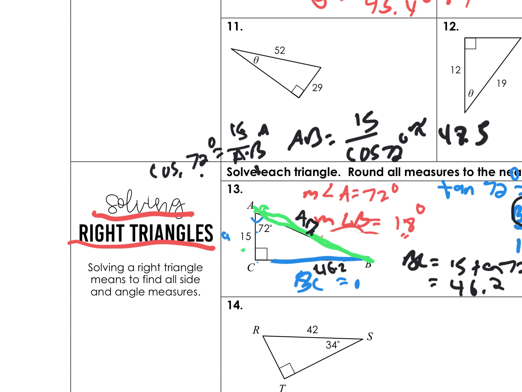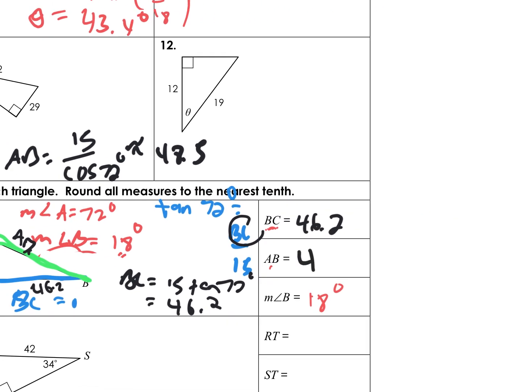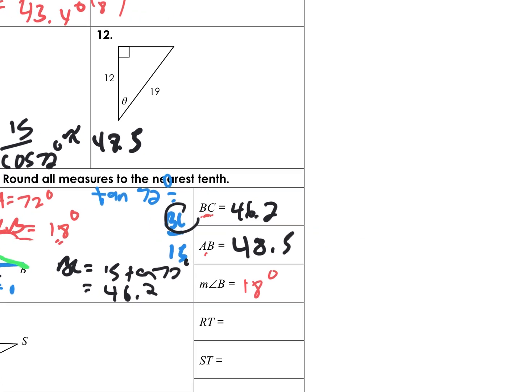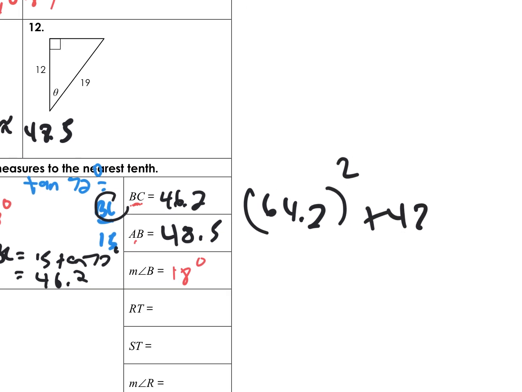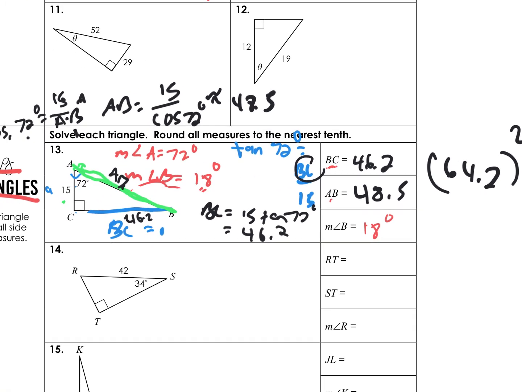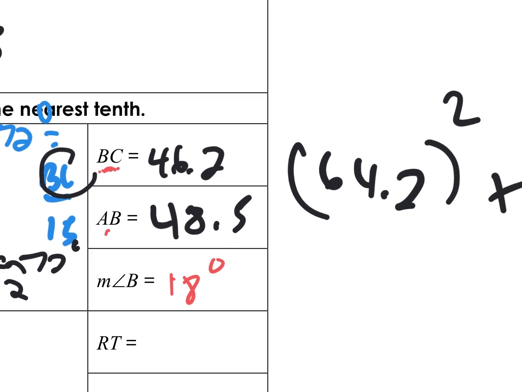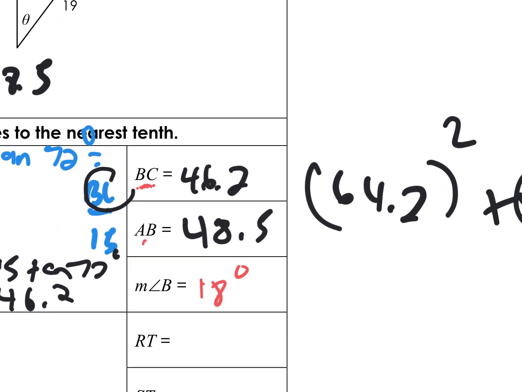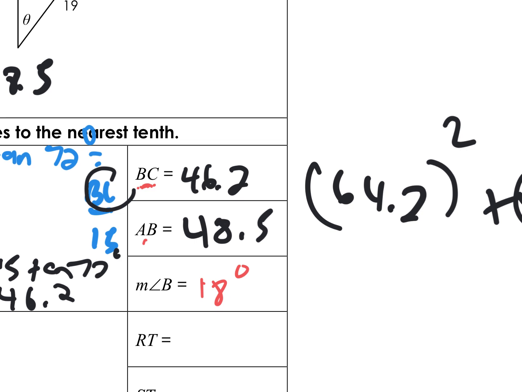Yes. And if you were to use the Pythagorean theorem, you should get the exact same answer, 48.5. If you were to do 46.2 squared plus the 48.5 squared, Sir, yes, is that a 64 that you put right there? No, yeah. Oh, I was dyslexic. I've never been dyslexic before.